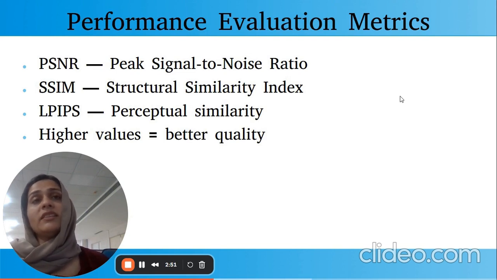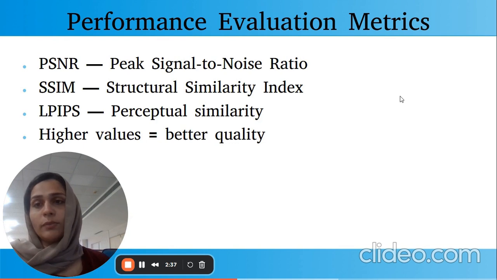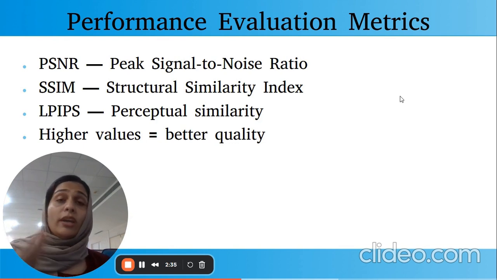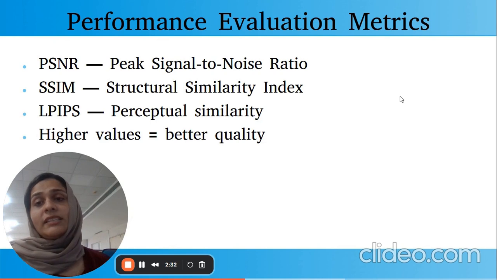Okay, next is performance evaluation. What are the metrics used for evaluation? The first one is PSNR, peak signal-to-noise ratio. It measures pixel-wise reconstruction quality and is sensitive to noise and distortions. Higher PSNR means more accurate pixels. The second one is SSIM, the structural similarity index, which compares structure, contrast, and luminance, and represents how close the shapes and patterns are to the original. Higher SSIM means better structural similarity.